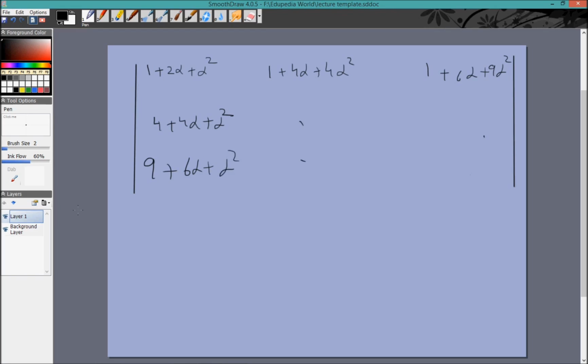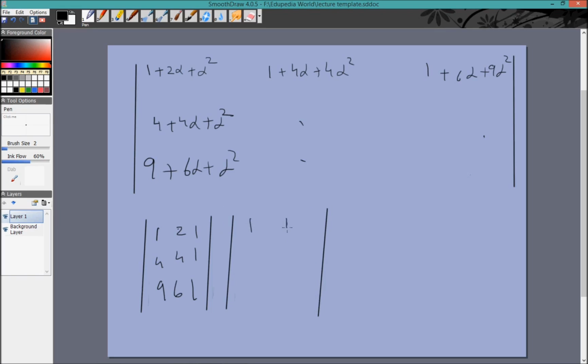Now the only thing this question tries to test is your ability to visualize and see that this is actually the product of two determinants, right? So I'll write both the determinants. One is 1 2 1, 4 4 1, 9 6 1, because we keep seeing these, and obviously the other one must be in terms of 1, alpha and alpha squared, right?